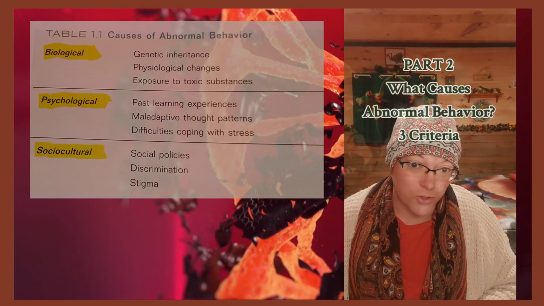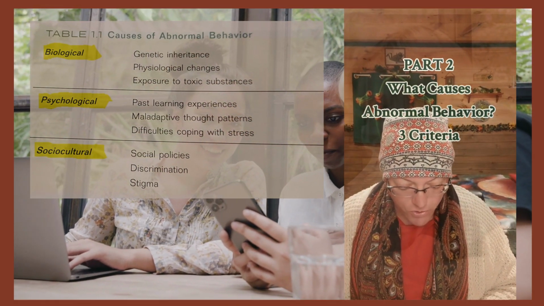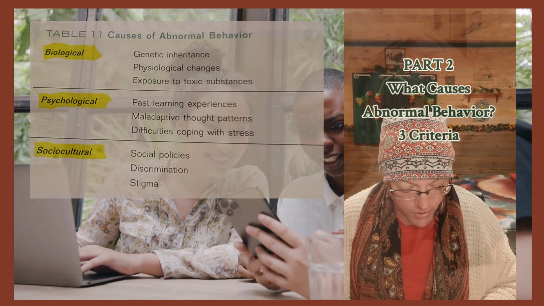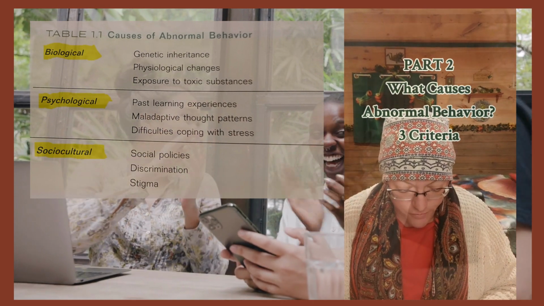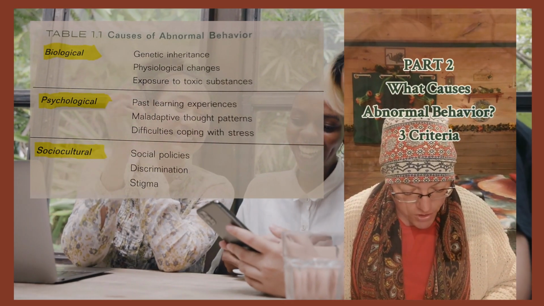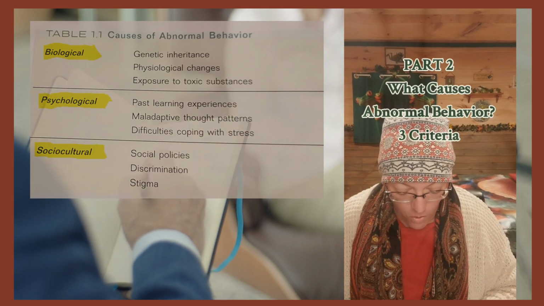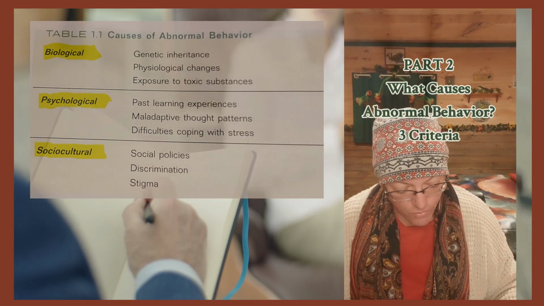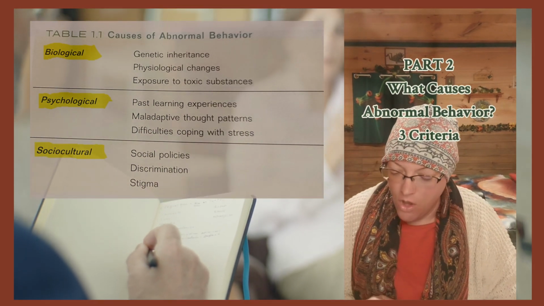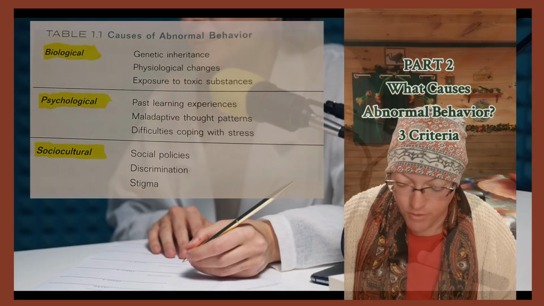Now, sociocultural causes. The term sociocultural refers to the various circles of influence on the individual, ranging from close friends and family to the institutions and policies of a country or world as a whole. Discrimination, whether based on social class, income, race, ethnicity, or gender, can influence the development of abnormal behavior.